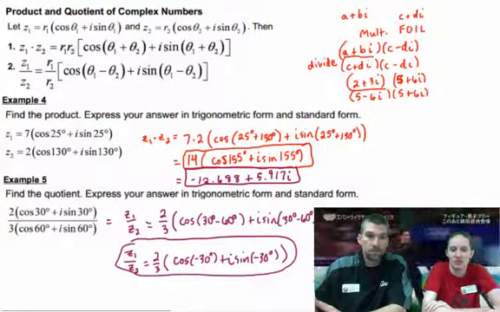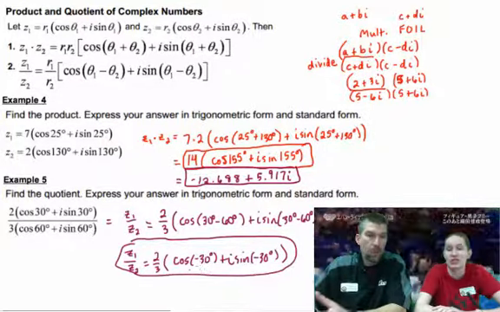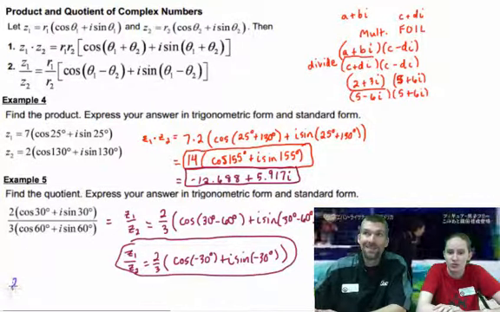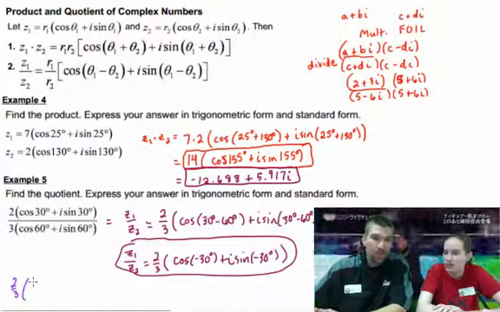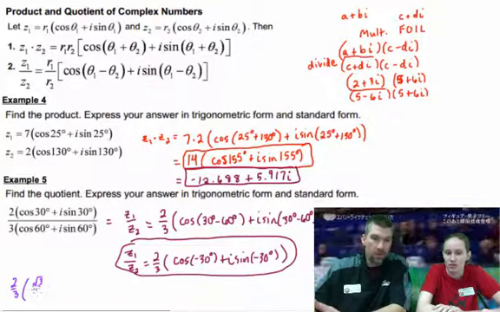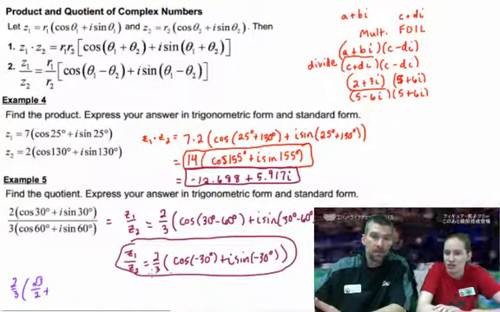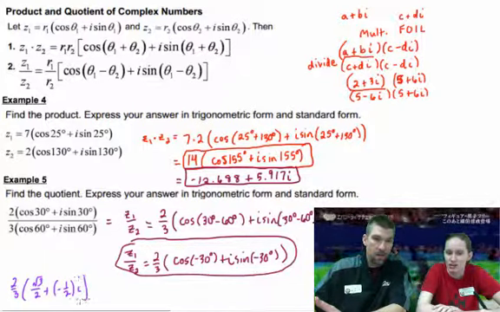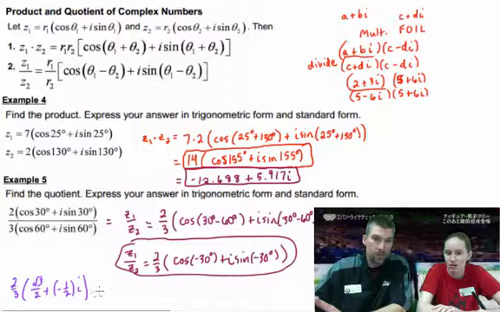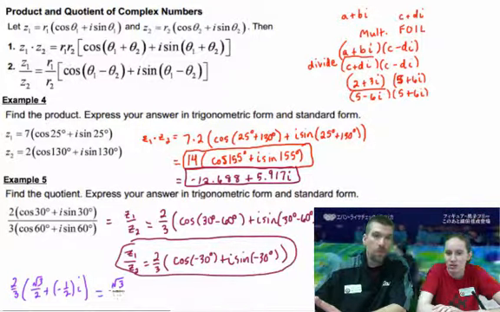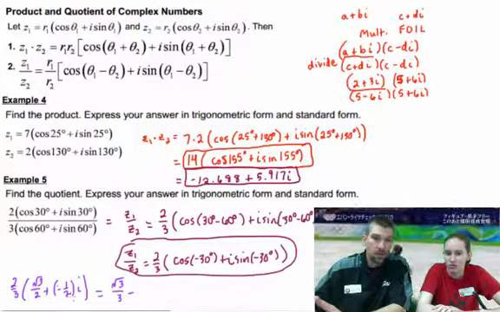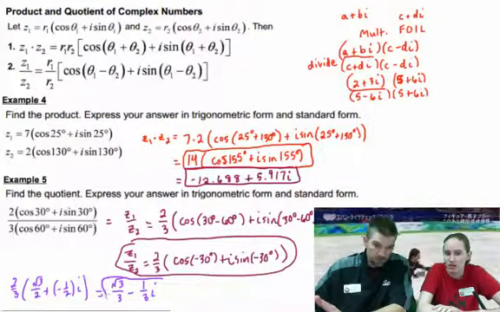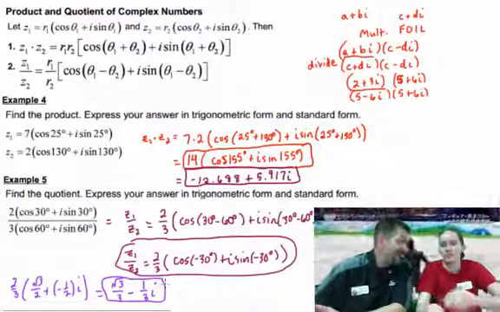Now we want to change it to standard form. So 2/3 times cosine of negative 30, which is square root of 3 over 2, plus i times sine of negative 30, which is negative 1/2. Then we just distribute. The 2's cancel out, giving us square root of 3 over 3, minus 1/3 i. So that's it in standard form.